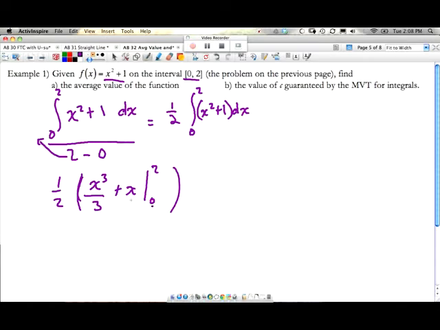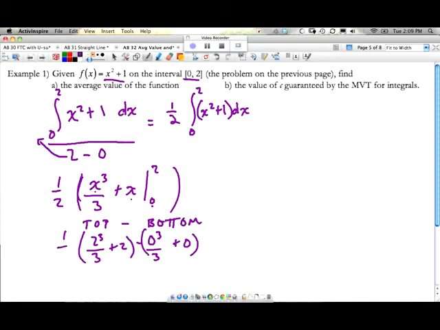Notice that when we plug in the 0, this is kind of interesting. These two terms here are just x. There's no constants, which means when I plug in 0, those two terms are going to be 0. So really when I'm doing my top minus my bottom, for the top we're going to have 2 cubed over 3 plus 2. And on the bottom we'll have 0 cubed over 3 plus 0. So it's just 0, lots of zeros. And we're going to multiply that whole thing by 1/2.